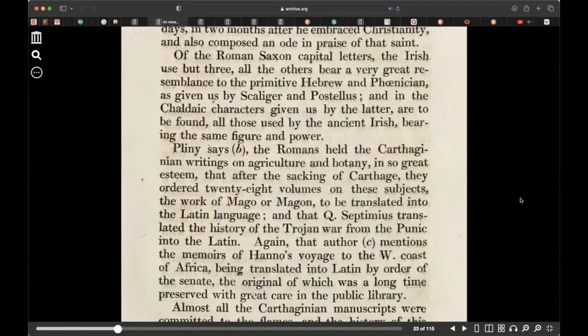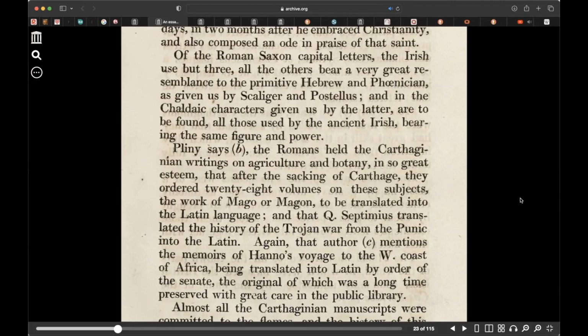It says here of the Roman Saxon capital letters. Remember, Saxon means sons of Isaac. Saxon, the son of Sac, Isaac. So on the Roman Saxon capital letters, the Irish use but three. All the others bear a very great resemblance to the primitive Hebrew and Phoenician as given us by Scaliger and Postellus, and in the Chaldaic characters given us by the latter.